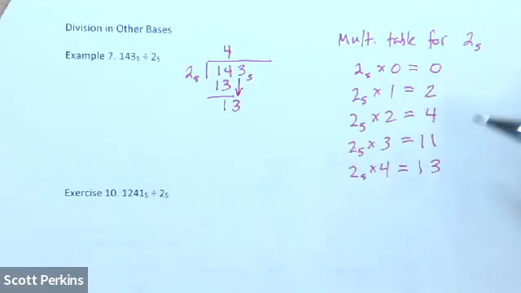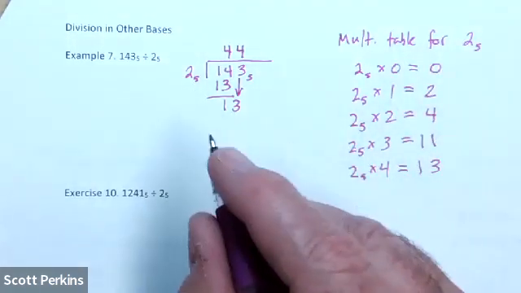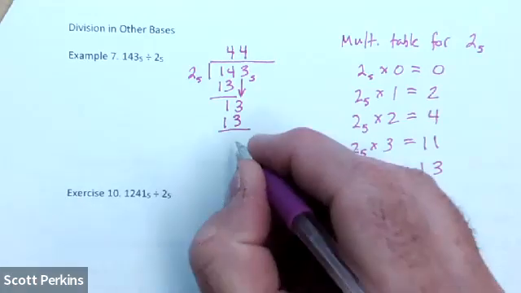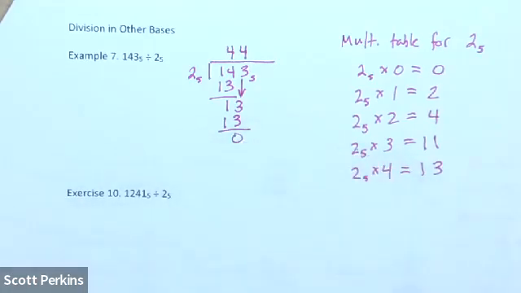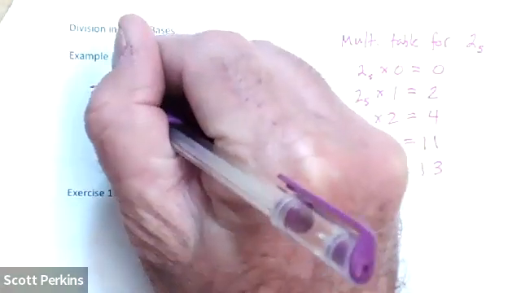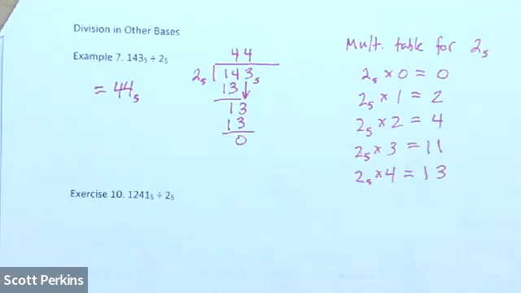Yeah, 13. So again, I put another 4 up here. 4 times 2 is 8. Represented in base 5, that's 13. And when I do my subtraction, I have a remainder of 0. Great. So what is 143 base 5 divided by 2 base 5? That is equal to 44 base 5. No remainder.